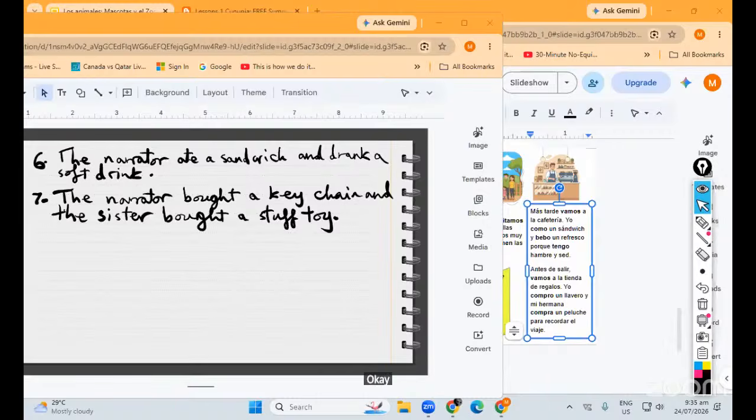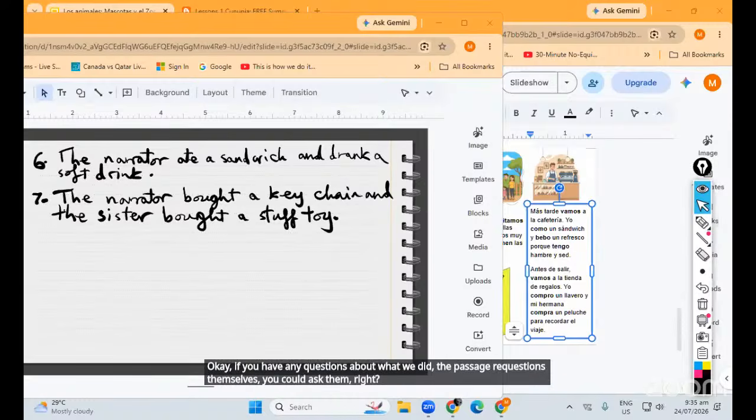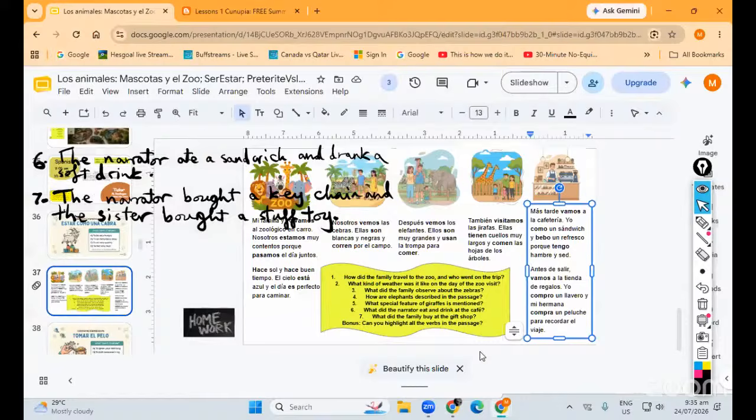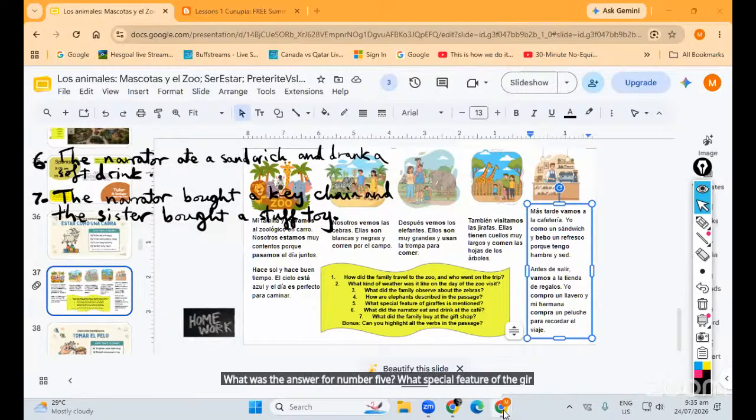Okay. If you have any questions about what we did, the passage, the questions themselves, you could ask them, right? The next thing we're going to do is the vocab list. All right, but I've just given you a minute to finish up. We'll ask any questions if you have to. What was the answer for number 5? What special feature of the giraffes is mentioned? It was their long necks, right?